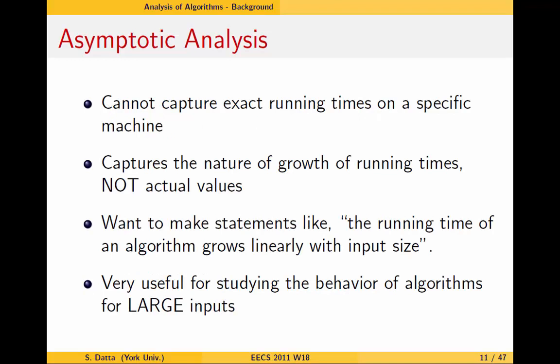Okay, so this is our machine model. We are ignoring all the complexity, or almost all the complexity, of modern processors. And we're trying to say something about the comparison of algorithms A versus B, which one is going to run faster or slower. And we are going to focus on large inputs.